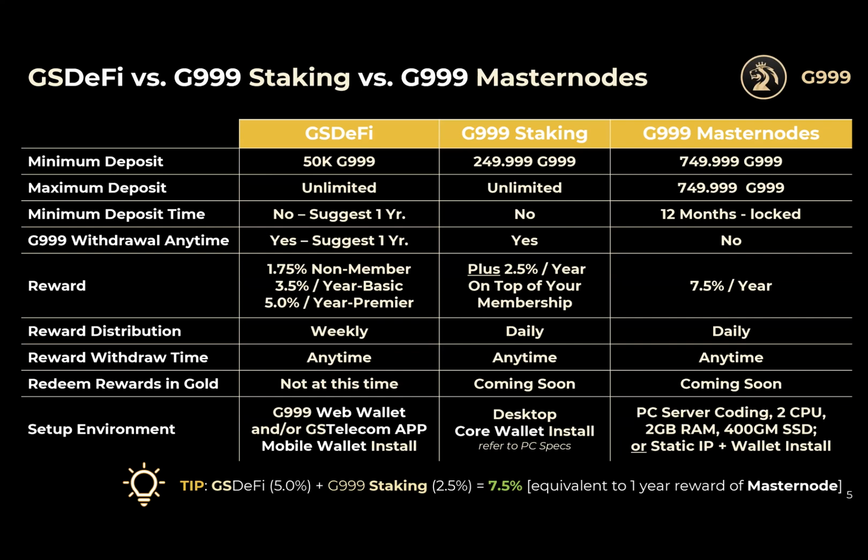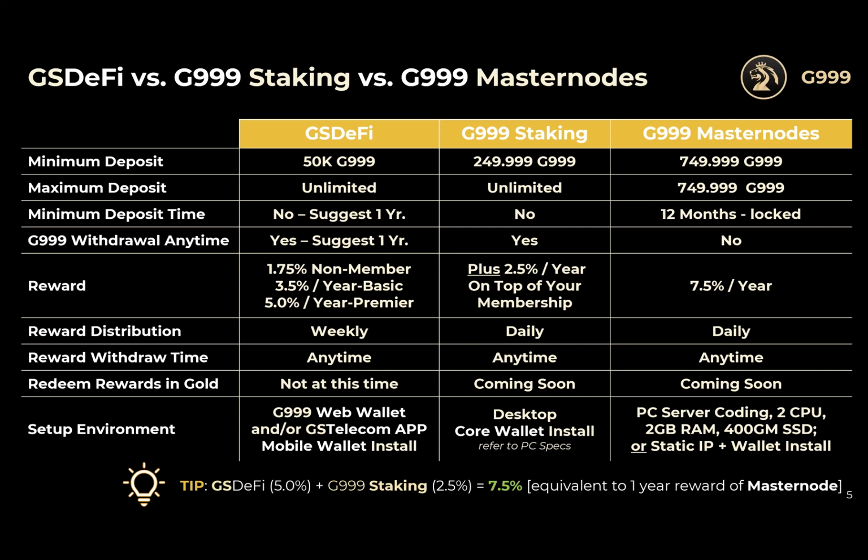And what's important is the setup environment. For the DeFi, your setup environment is through the G999 web wallet. You also want to take advantage of accessing your wallet using your GS Telecom app, because that's a mobile wallet where you can access your web wallet. If you have coins in these two brackets for staking and Masternodes, there is detailed information on the GSTrade that gives you an overview of the PC requirements for staking with that amount. Steve is going to have a different training on that another time, but I'm going to go over how to use your G999 web wallet in setting up your 50K stake.